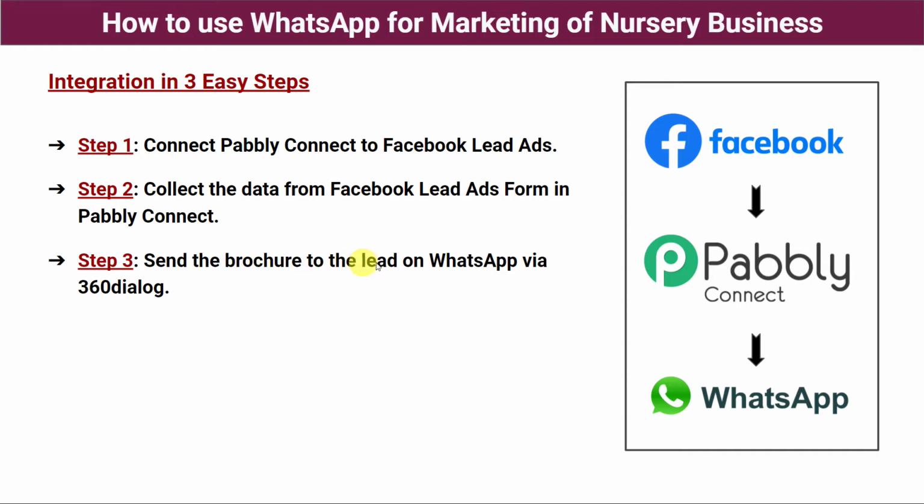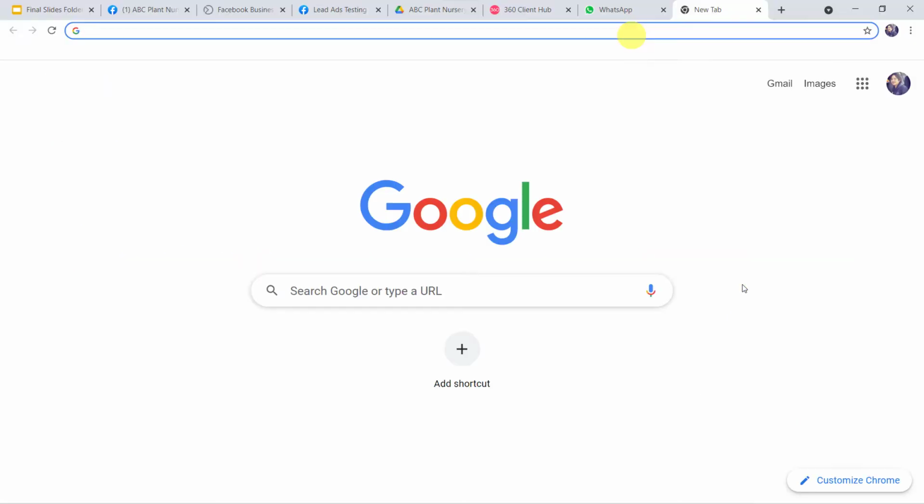Step 3. Send the brochure to the lead on WhatsApp via 360 dialog. So at step 3, whatever the data Pabbly Connect has captured from Facebook lead ad forms, the same data will be used and your nursery business brochure will be sent on the WhatsApp number of the customer. And here we are going to use 360 dialog software application for sending the messages on WhatsApp. So in this way, we are going to create an integration between Facebook lead ads and WhatsApp using Pabbly Connect. So let us learn the integration process now.